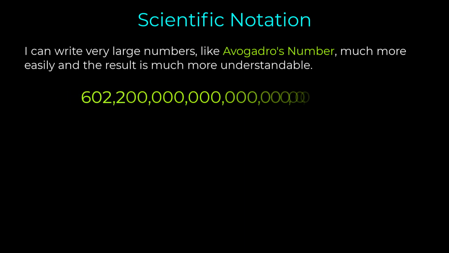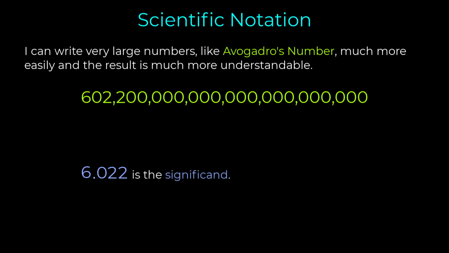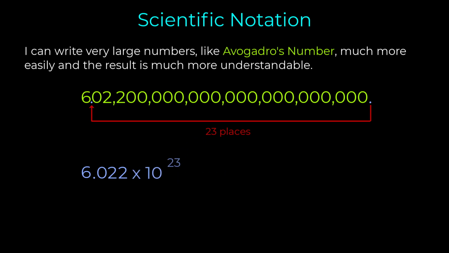In the case of Avogadro's number, 6.022 is the significand. I must move the decimal point 23 places in order to get 6.022. So Avogadro's number is written as 6.022 times 10 to the 23rd power.